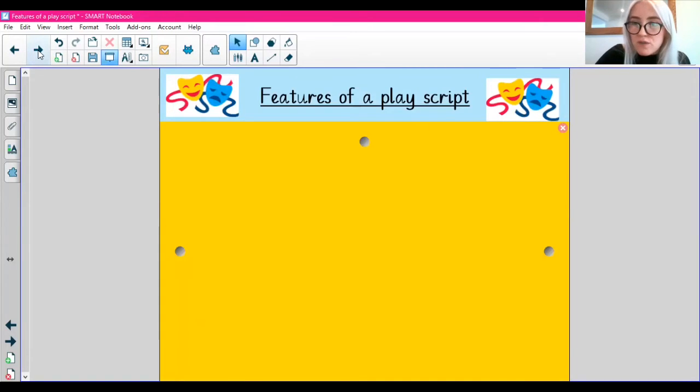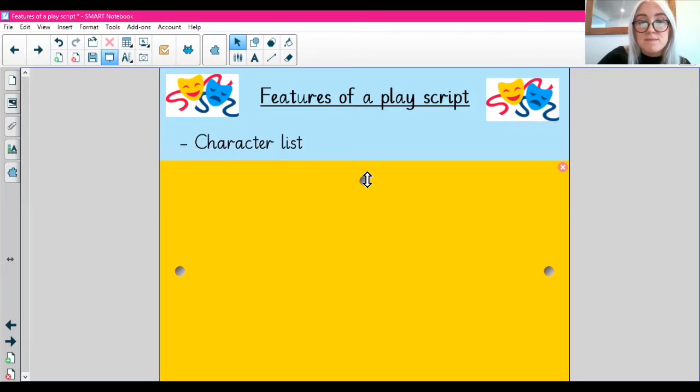So the features of a play script, I'm going to run through the features, then we're going to look at them in more detail. Then we're going to see if we can spot them together. Then you're going to have a go by yourself. Okay, so let's have a look at the features of a play script.